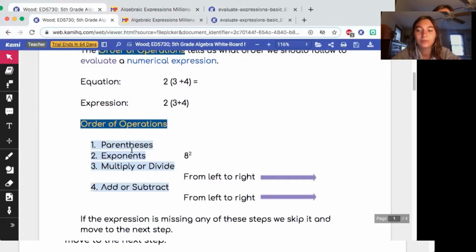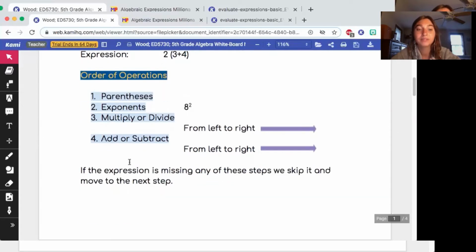First, we know that when evaluating an expression we start with the parentheses. Then we move on to the exponents. Then we look if we can multiply or divide in any area. Remember, we move from left to right. After this, we add or subtract. And again, we move from left to right. If the expression is missing any of these steps, we skip it and move on to the next step.